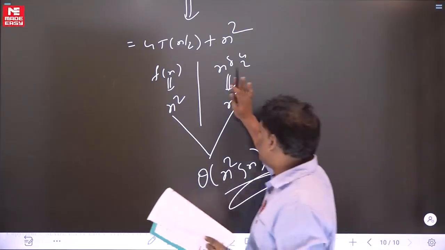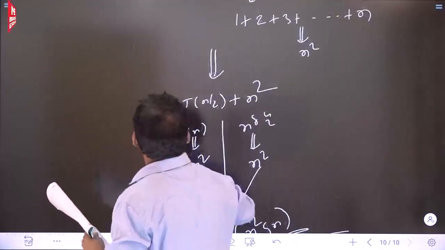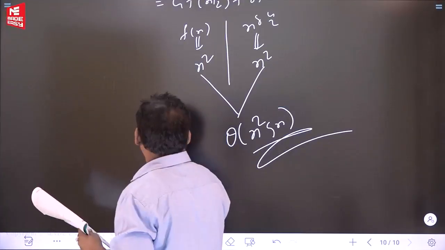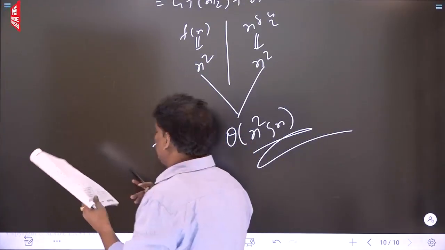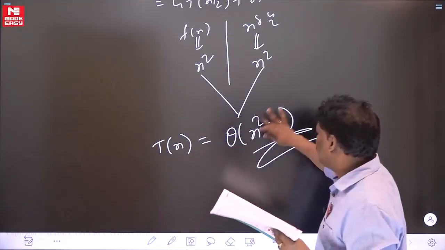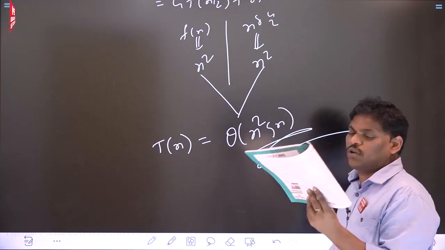The answer of this problem is going to be n square log n. Please be careful. T(n) is n square log n. Now let's check here. T(n) exact answer is this, n square log n. Let's check one by one.